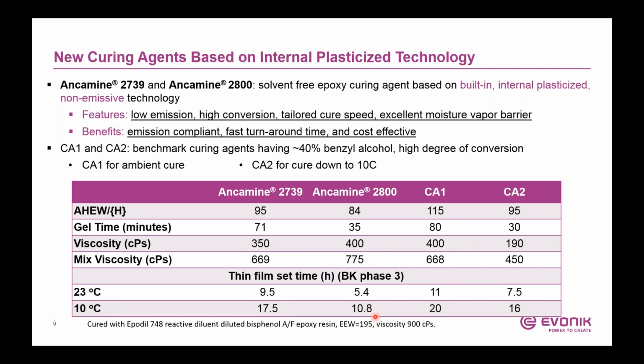If you look at the cure speeds, these are designated as thin film set times, phase 3. In this case, Ancamine 2739 has similar cure speeds to CA1, and the faster curing Ancamine 2800 is more similar to CA2. Even so, you can see slightly faster cures with 2739 and 2800 versus their standard curing agent counterparts.